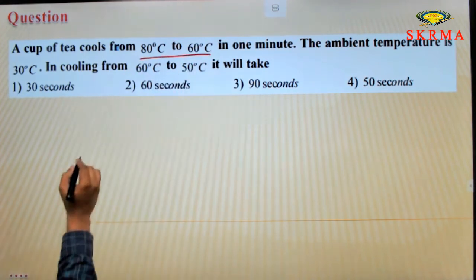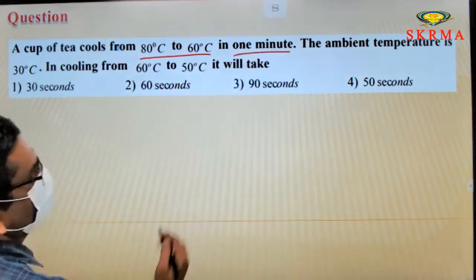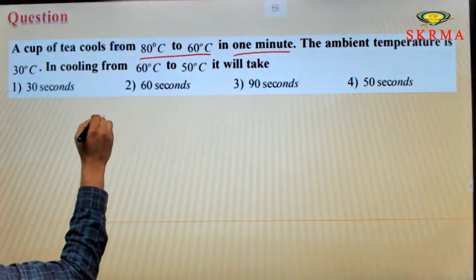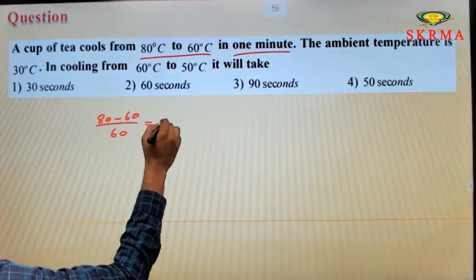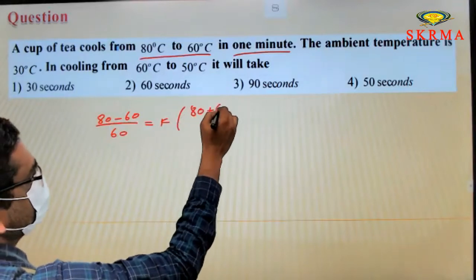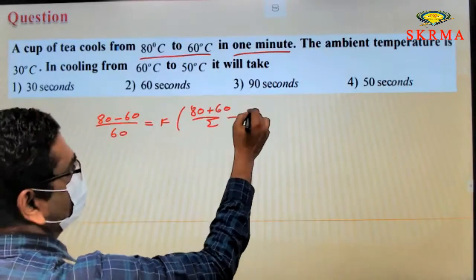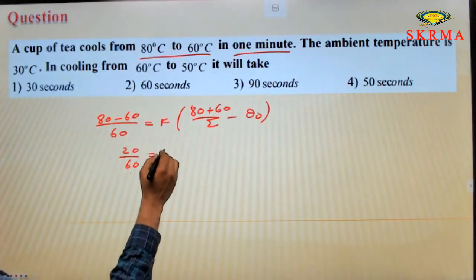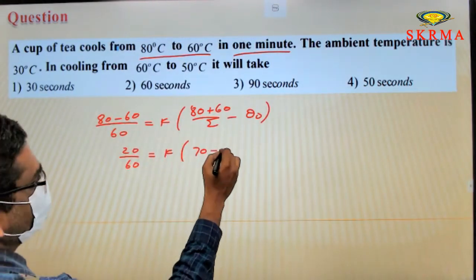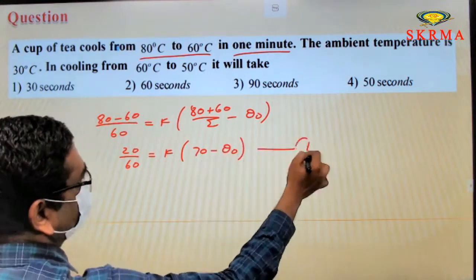Here 80 to 60, that is in 1 minute. 80 minus 60 by 1 minute, which means 60 seconds, equals some constant into (80 plus 60) by 2 minus theta naught. So this is equal to 20 by 60 equal to K into (70 minus theta naught). So this is equation 1.